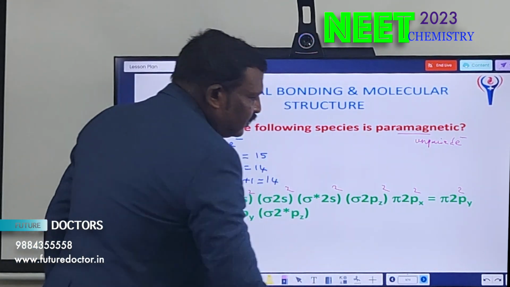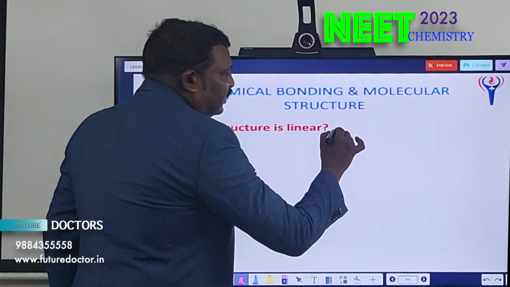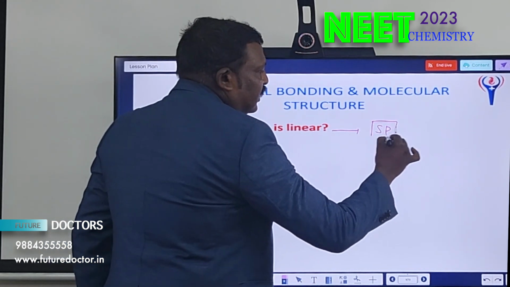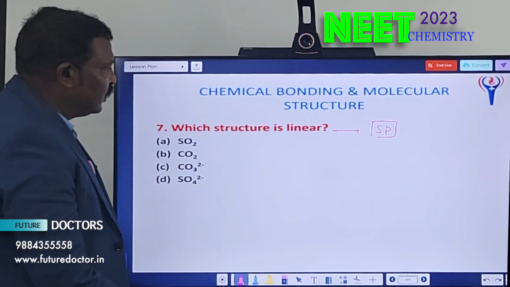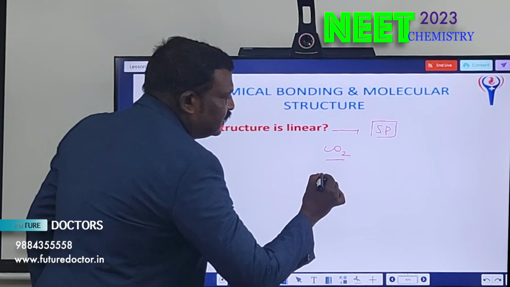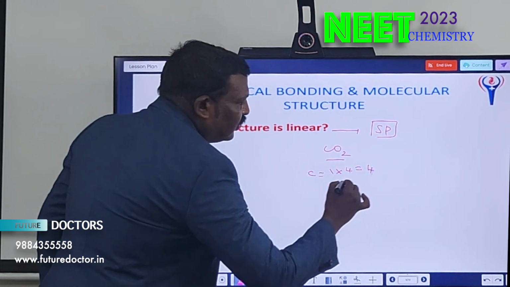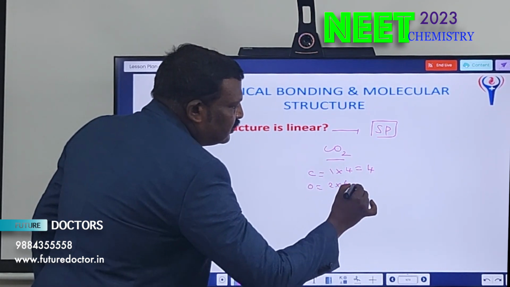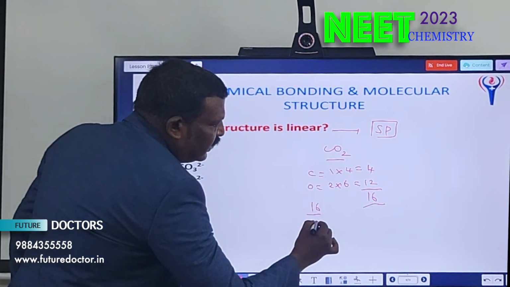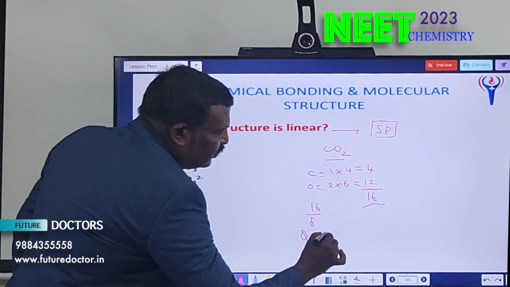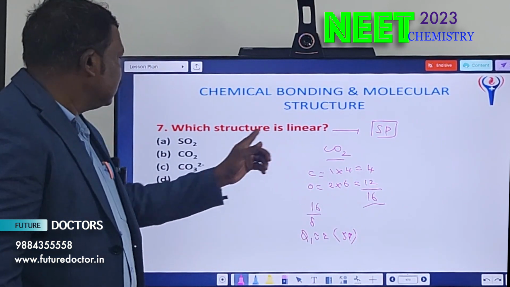Next one: which structure is linear? Linear means we should get sp hybridization. Then it's called linear. Let me take CO2. Carbon is 1 into 4, which is 4. Oxygen is 2 into 6, which is 12. So 16, divided by 8, the quotient is 2. 2 means two orbitals, one s and one p. So this one is linear.